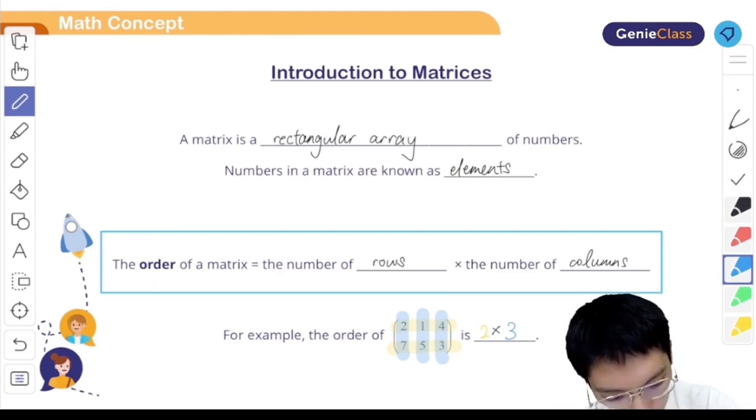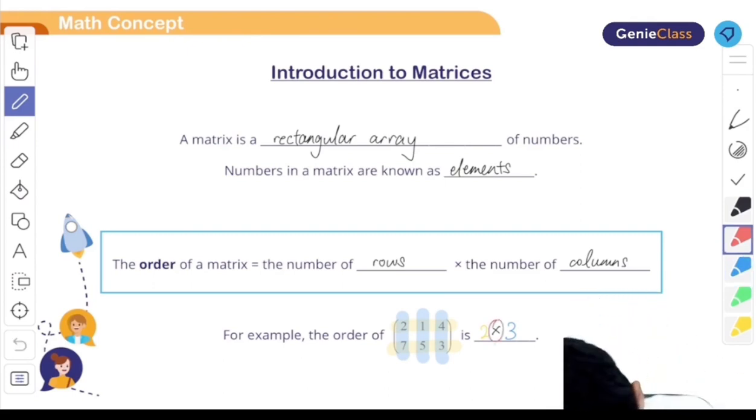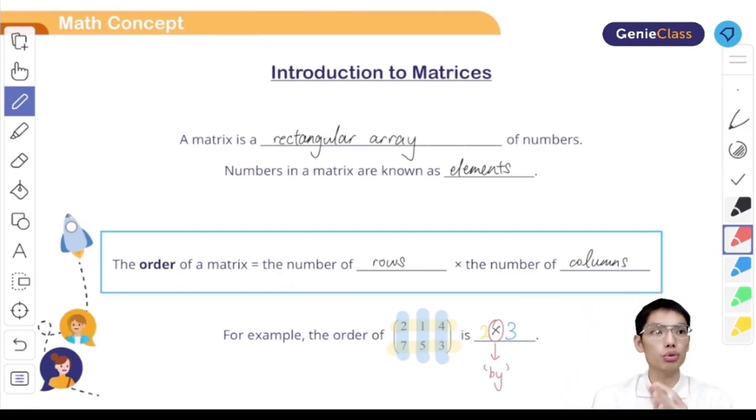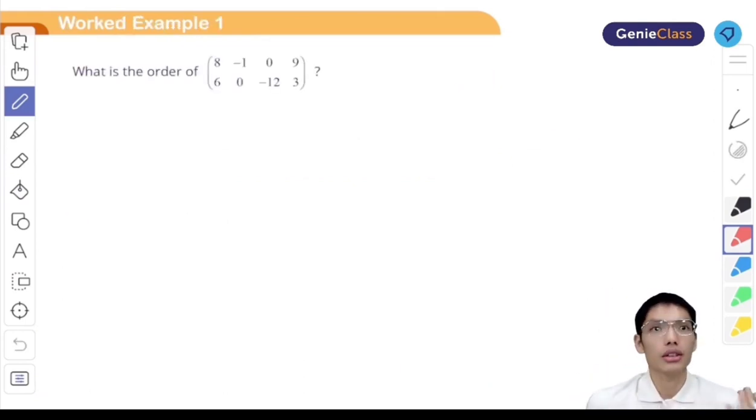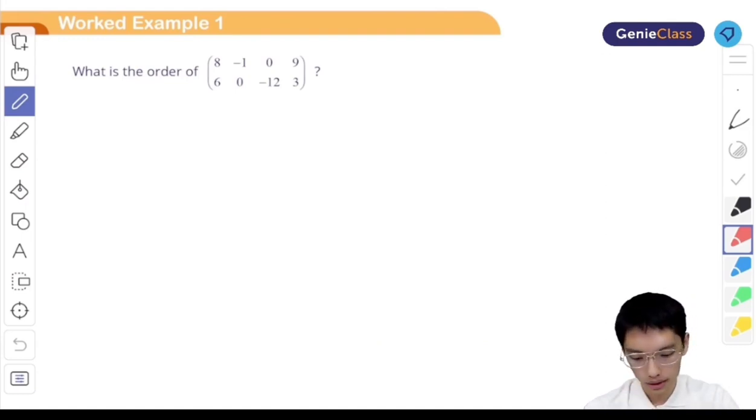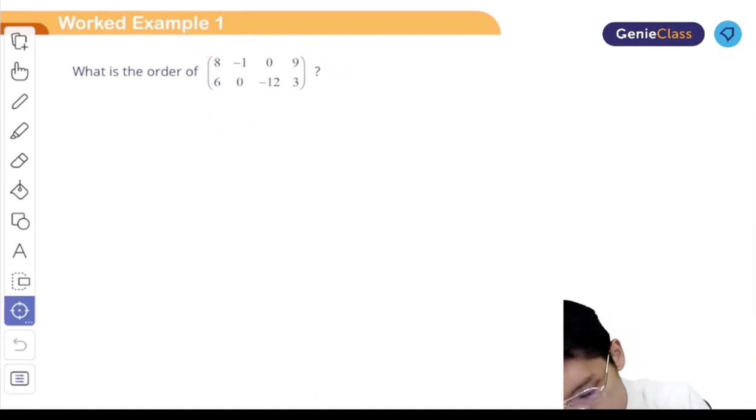Or how we say it, it's not times, this actually means 2 by 3. So the order of the matrix is 2 by 3. All right, so let's have a worked example. Does anybody want to give an answer? Before I work this out, what would be the order of this particular matrix?